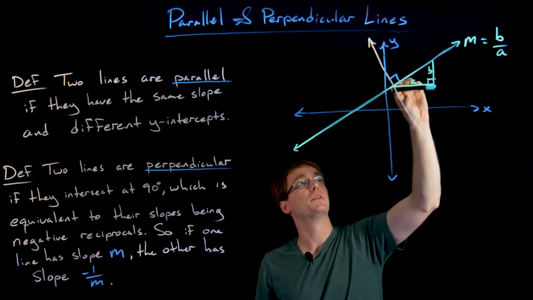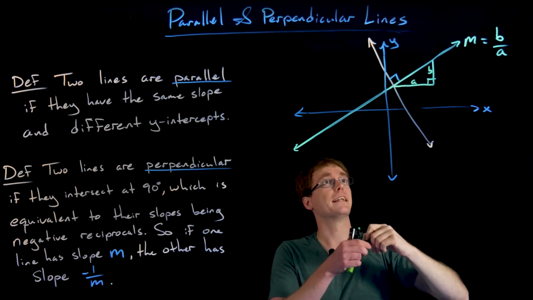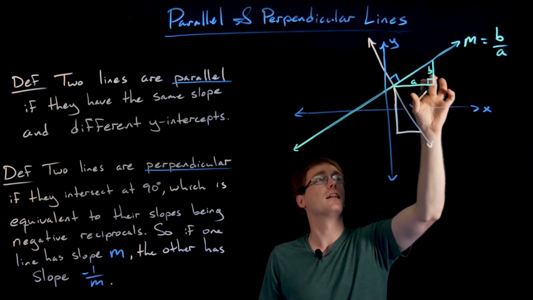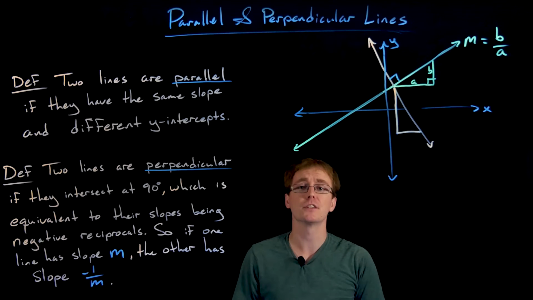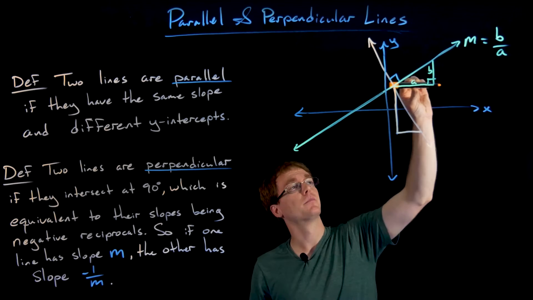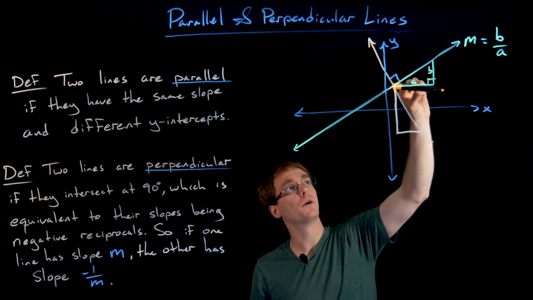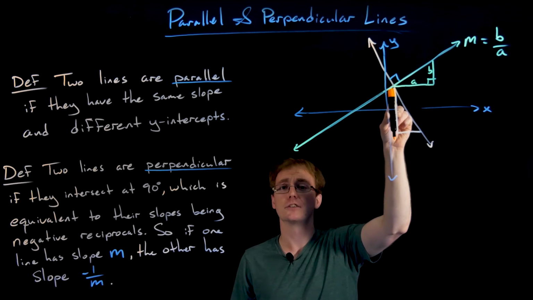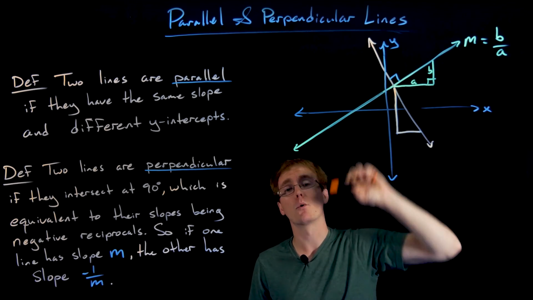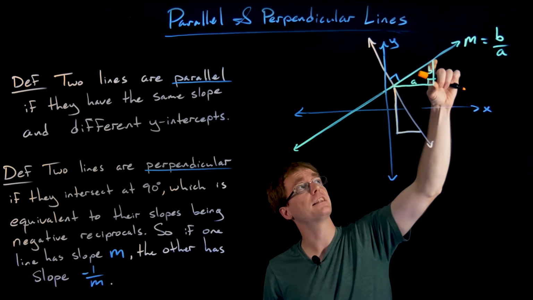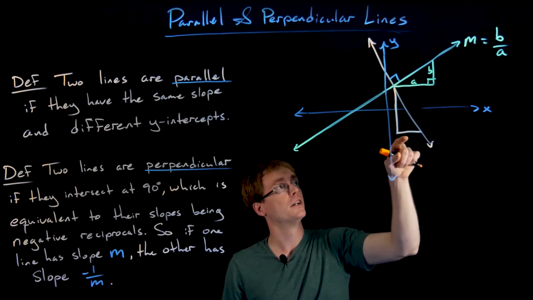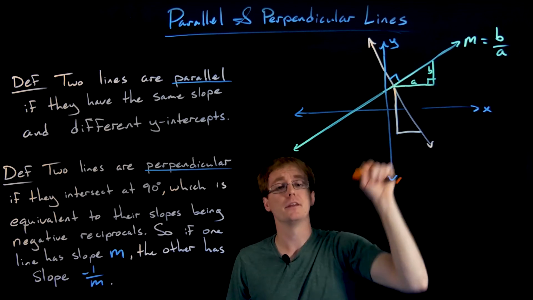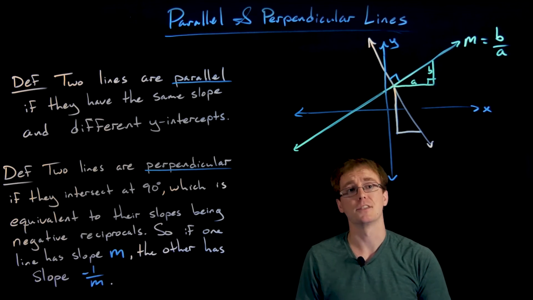And if we take that little green triangle and rotate it 90 degrees, it's going to turn into this little orange triangle. The base of our green triangle, when rotated 90 degrees, turns into a vertical line when it was a horizontal line. And the height of our little green right triangle, when rotated 90 degrees, goes from a vertical line segment to a horizontal line segment.